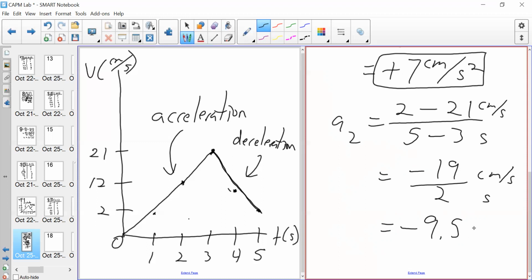Negative 9.5 centimeters per second squared. So that's a deceleration. Why deceleration? Because this is an acceleration in the opposite direction. You're putting your foot on the brakes, or the ground is causing the car to slow down. Friction is going to be going the other way as the car is still going forward, but it's slowly coming to a stop, slowly coming to rest.